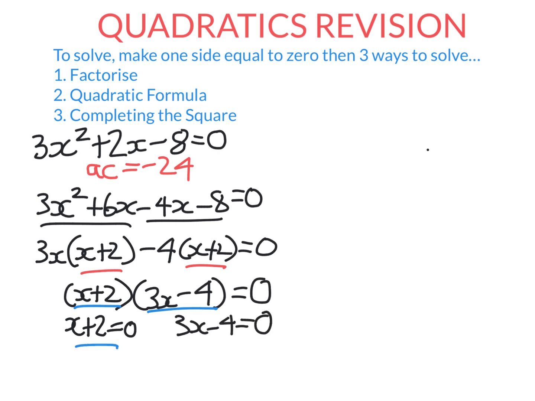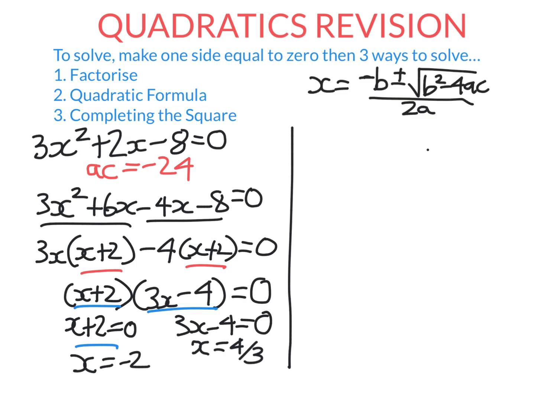So if x plus 2 equals 0, then x just equals -2. These are just linear equations, so you can just undo what's been done to x. So here, 3x minus 4 equals 0. I'm going to add 4 to both sides, divide by 3, and I get 4 over 3. Let's check we get the same answer from the quadratic formula.